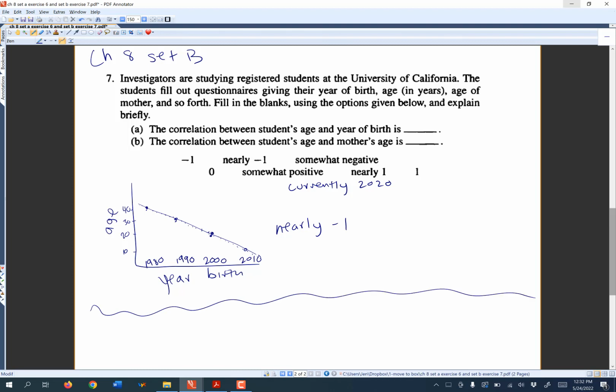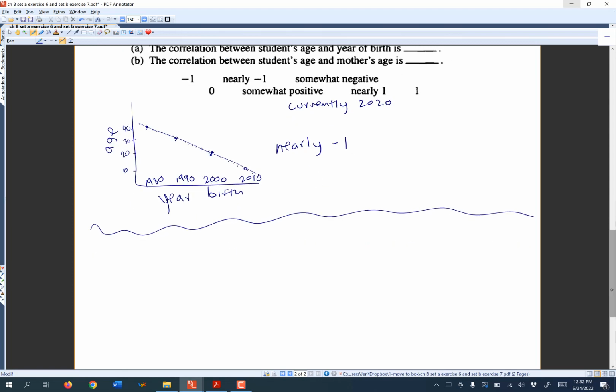Now though, part B, this is the one that's more interesting. What's the correlation between a student's age and a mother's age? So if you were just going to guess, so we'll say the student's age and the mother's age. Okay. How should that be related? Let's say we have a student that's like 20. What are the mom's ages probably going to be? Let's see, 40, 50, 60.